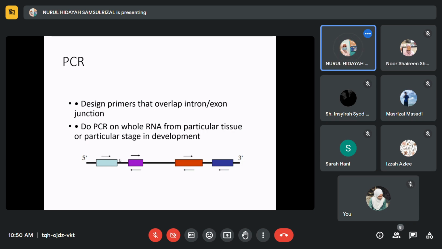Okay. And then you do the PCR for the whole RNA, okay, for that tissue and also for all the stages, the development stages. If it is fruiting, you do it at fruiting time. If it is for disease, then before you induce the disease, the healthy and the unhealthy. So you can see the difference in terms of these alternative transcripts, okay.